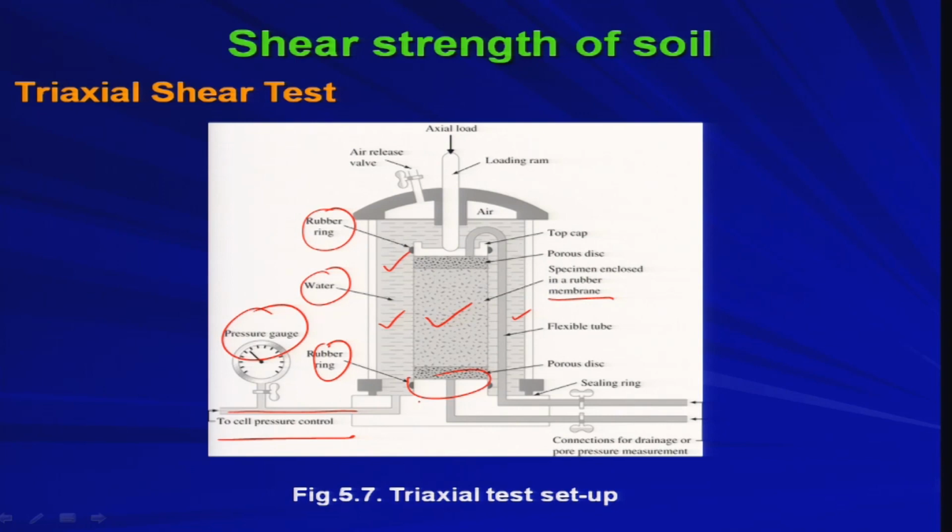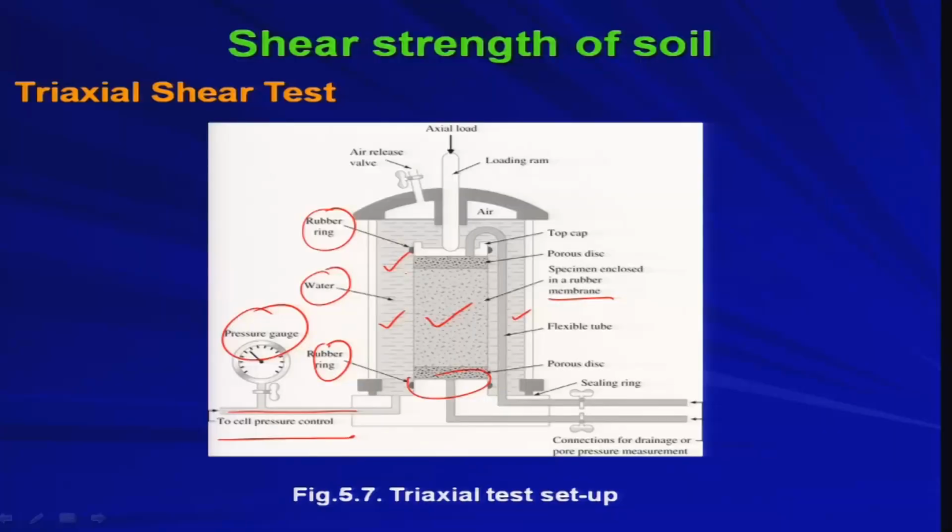Through this line, through this pipe, you control the cell pressure. That means you can increase the cell pressure or you can decrease the cell pressure. Cell pressure means the water put inside the chamber will be under some pressure, and you can increase or decrease it, and that is known as cell pressure. Once you apply the cell pressure, the soil sample will be experiencing it from all directions, in the radial direction as well as the top and bottom directions.